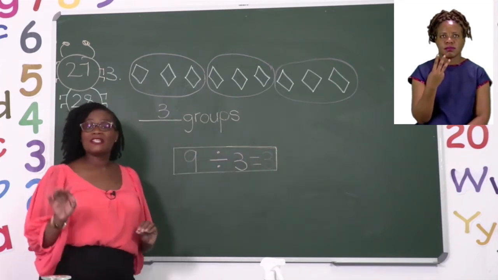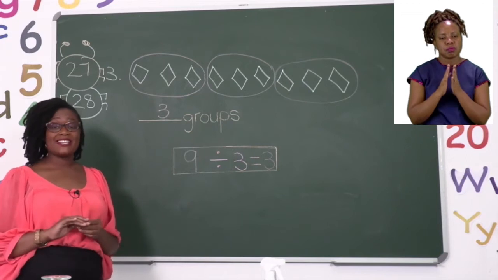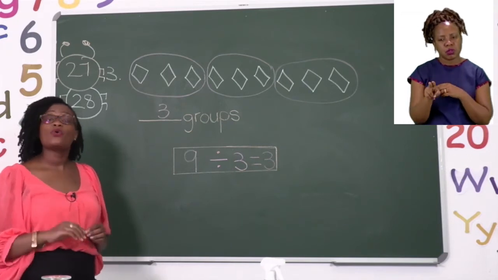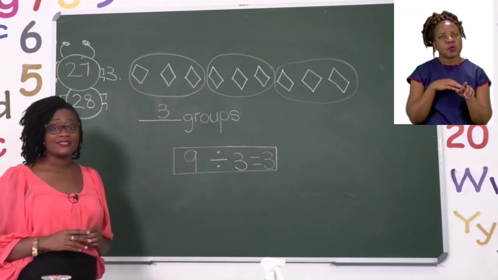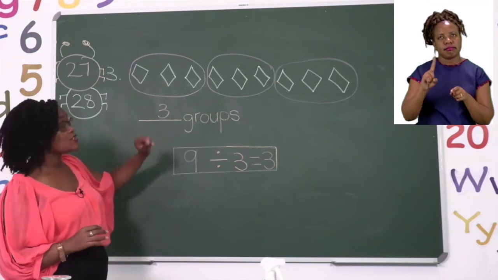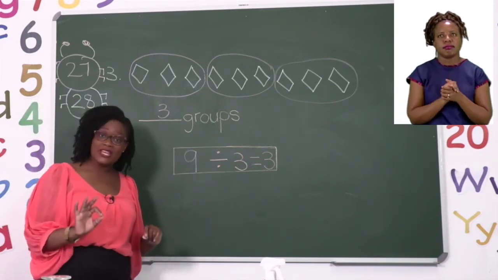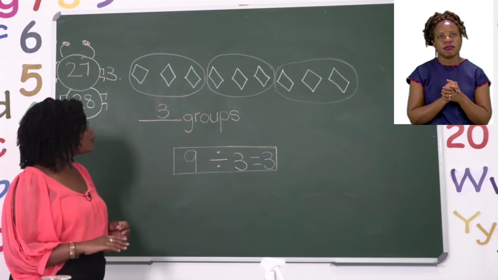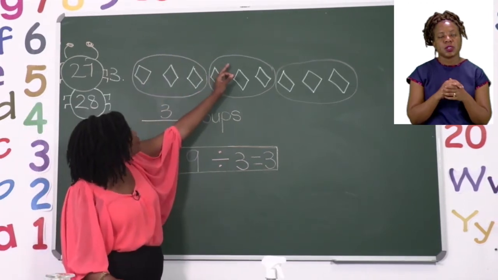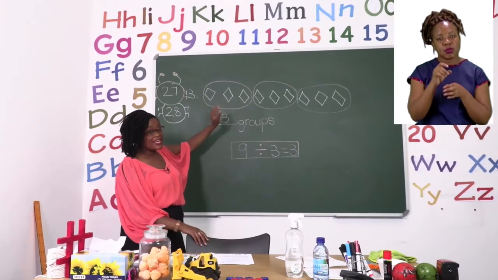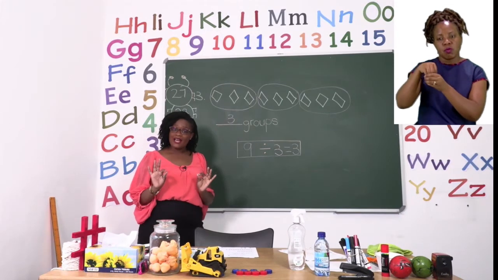So I'd like you to please take your time when you're doing these sums. Remember to group them according to how many they have asked. In this case, they asked us to group them in 3s. If they had said 4s, we would go until the 4th one and group. So take your time, group nicely.